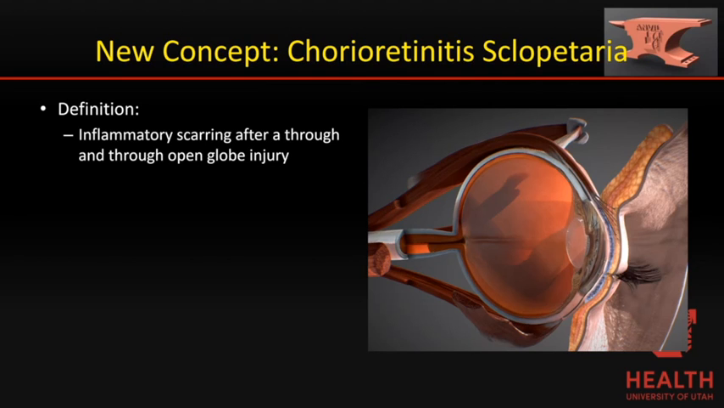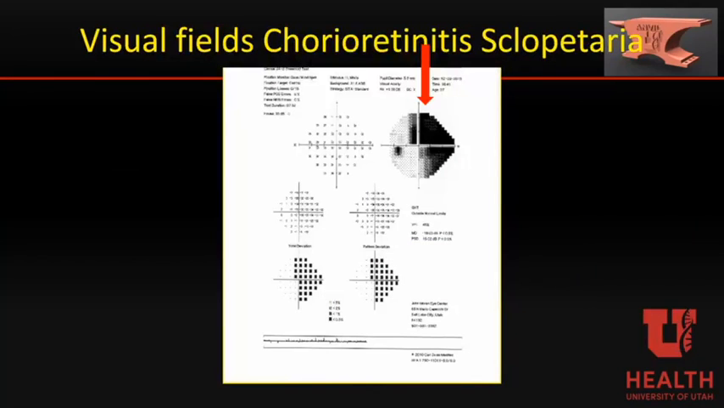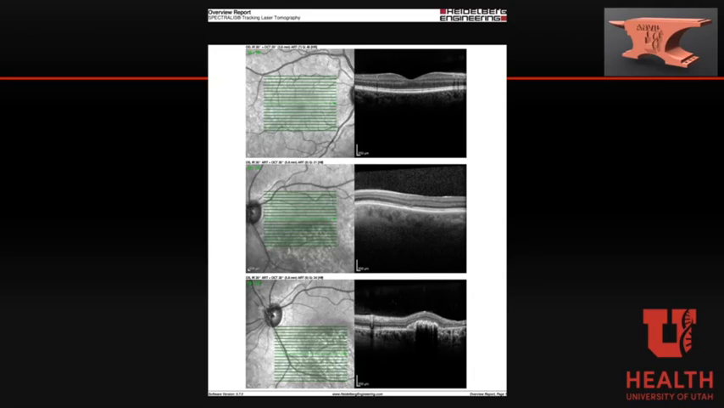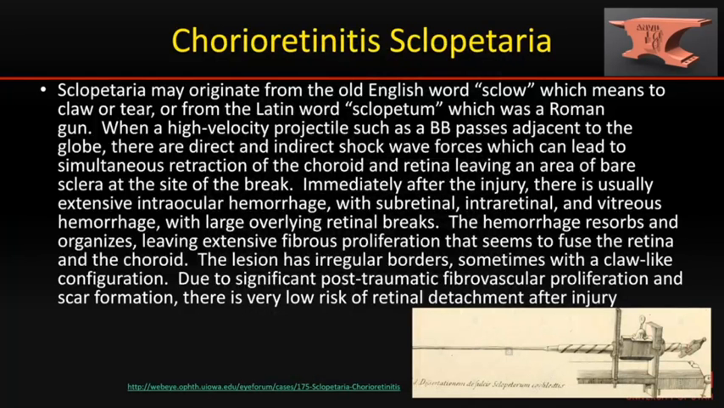Now, with all of these open globe injuries, let's consider the new concept of chorioretinitis sclopetaria. So this is inflammatory or fibrous scarring after a through and through open globe injury. If you have a penetrating injury, you can have scarring at the level of the choroid and retina. In this patient with a visual field defect, ophthalmologically, you can see a scarring and retraction there. And on scanning imaging, you can also see the irregularity when you run through that area, which is a projectile weapon.